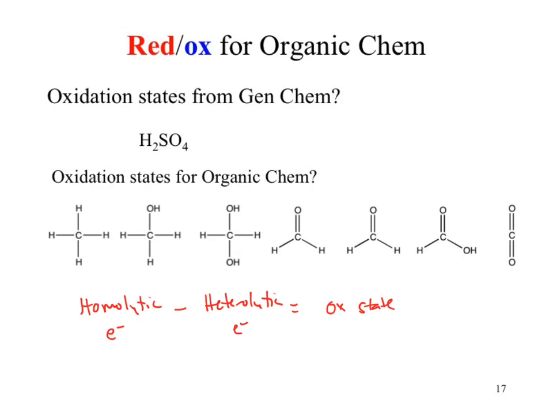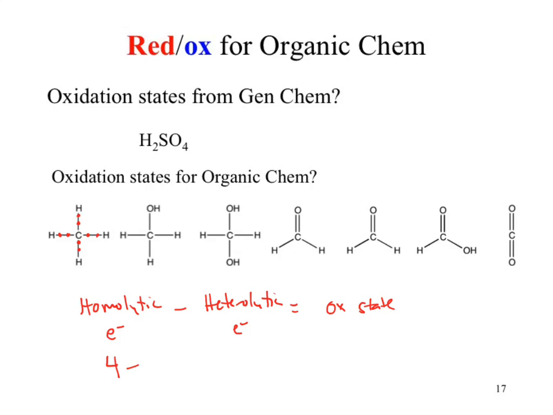So what we'll do is look at each of our bonds. Janine had the right idea. We got 2 electrons in each of those bonds. We'll go through and do the homolytic cleavage first, meaning we split each of those bonds so the electron goes back to its parent atom. So in that first case, our homolytic cleavage is 4 electrons around carbon, minus the heterolytic cleavage.